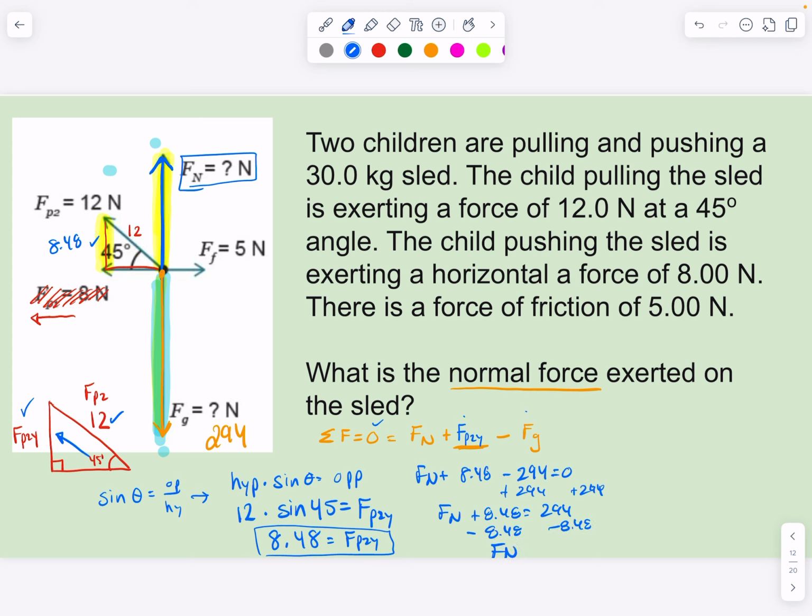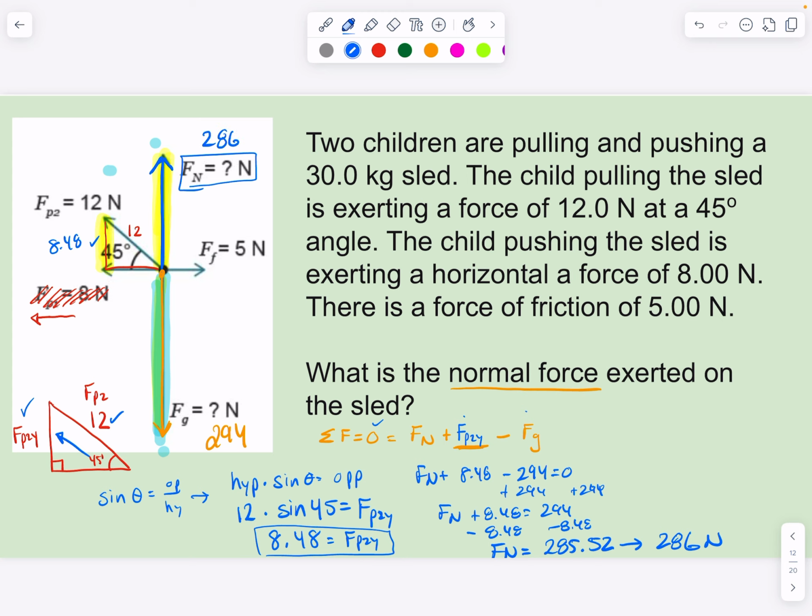F of n, or my normal force, is going to be equal to, if we did the actual math, let me get out my calculator real quick, 294 minus 8.48. I'm going to have 285.52. And we want to round that up to the nearest whole number. So we're going to say 286 newtons of force is my normal force going this way.